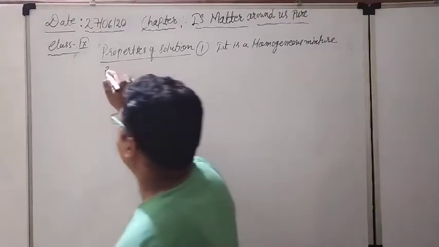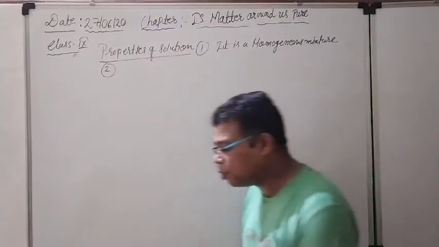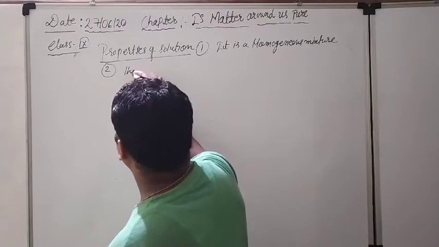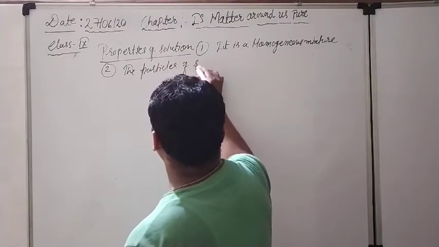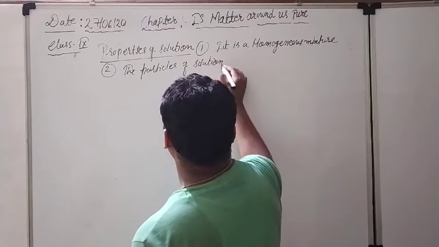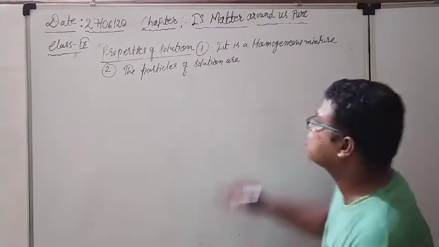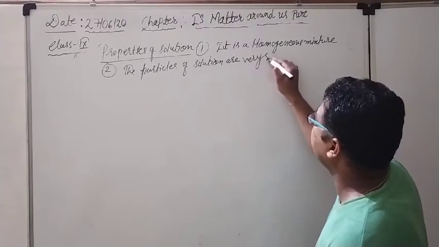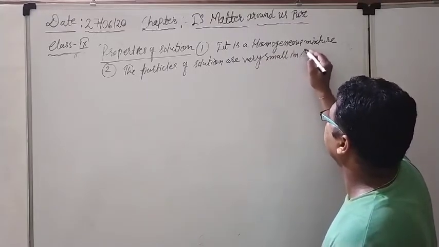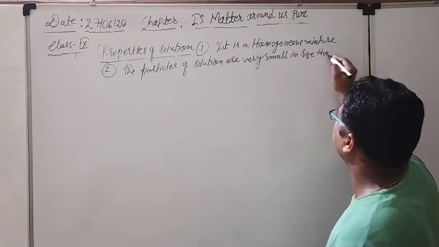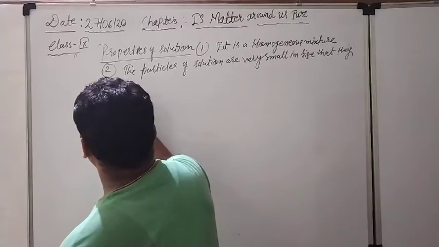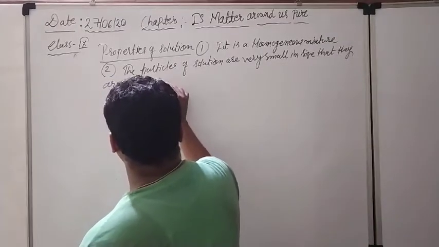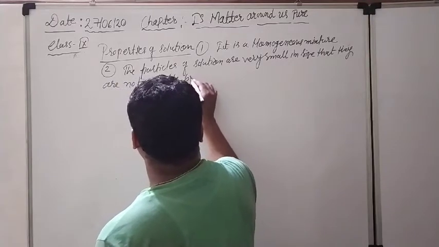What is the second property? The second property is that all the properties of the homogeneous mixture will come here. The particles of solution are very small in size, so small that they are not visible by naked eyes.